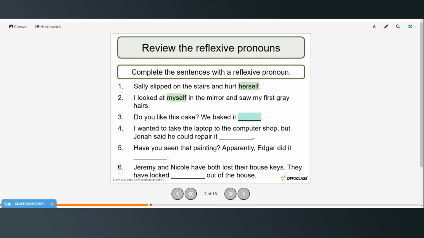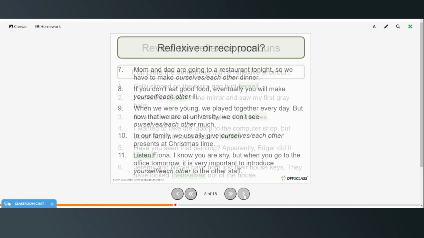Do you like this cake? We baked it ourselves. I wanted to take the laptop to the computer shop, but Jonas said he could repair it himself. Have you seen that painting? Apparently Edgar did it himself. Jeremy and Nicole have both lost their house keys. They have locked themselves out of the house.